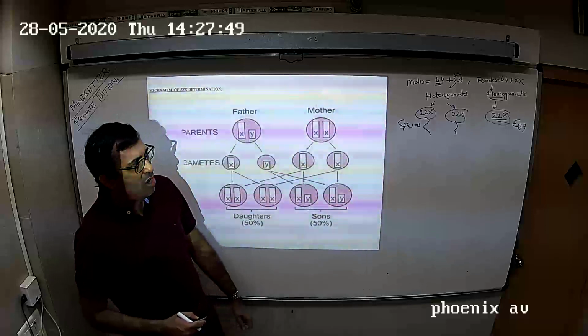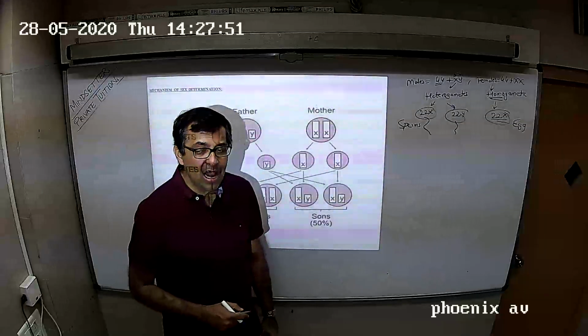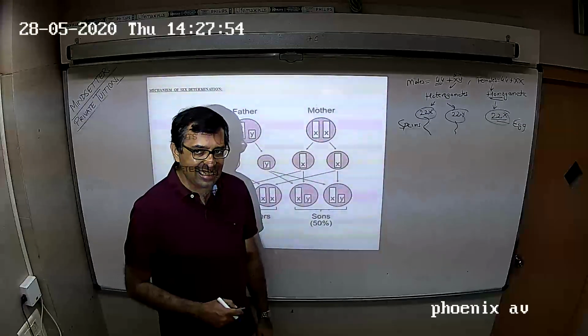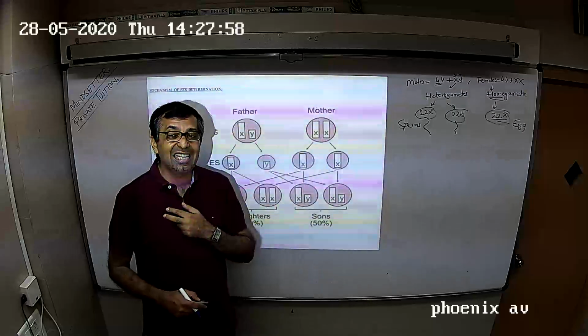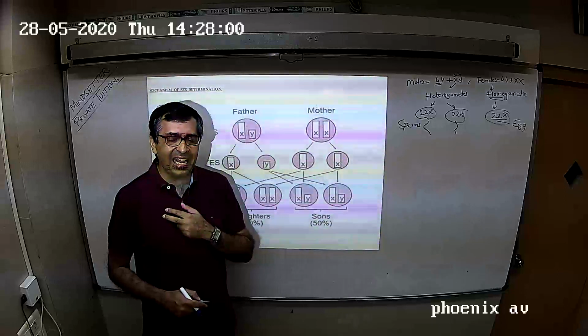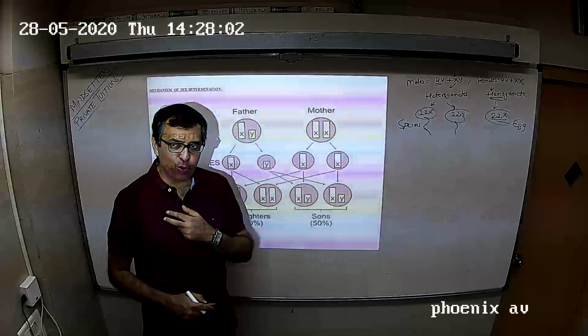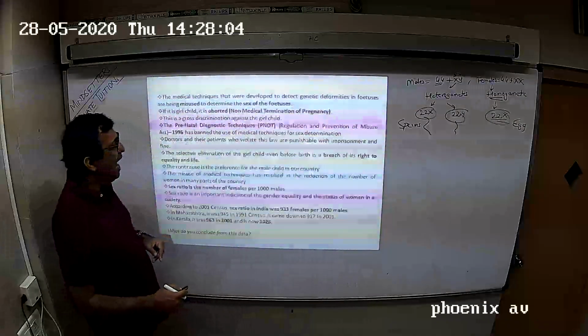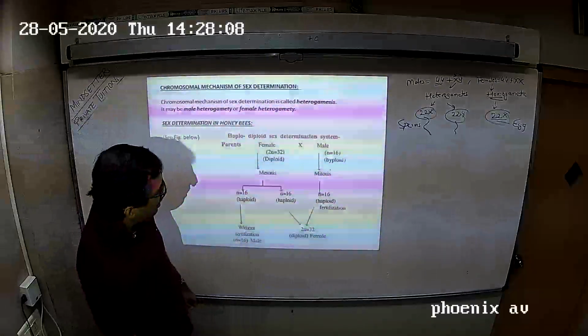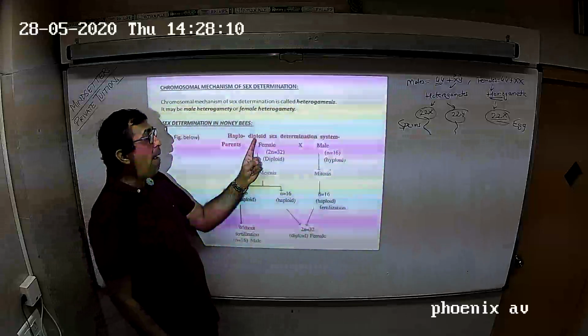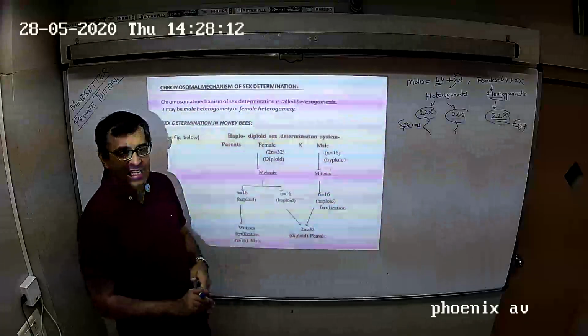What is this pattern called? 44XY or 44XX is found in humans. So which pattern is there in humans? XX, XY. Females are XX, males are XY. Now you have another logic which is found in honeybees. Honeybees have haplodiploid sex determination.